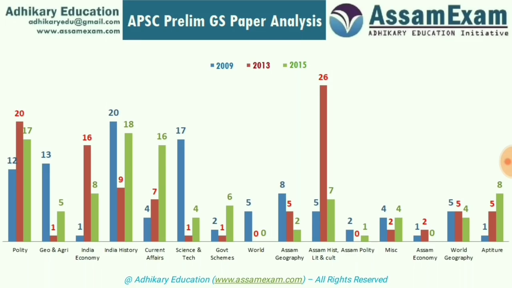Then in 2015, the number of questions from Indian history came to 18, and because of that the number of questions from Assam history reduced to 7. So if you combine both Indian history and Assam history, then definitely this is always the most important section for you to prepare. Most of the questions come from history, either Indian history or Assam history.